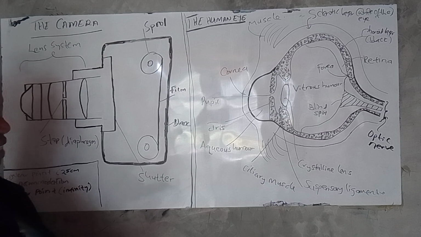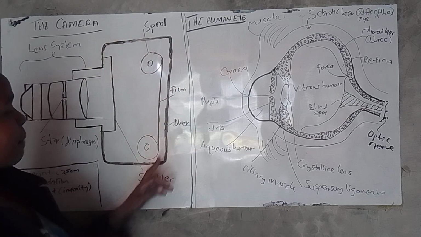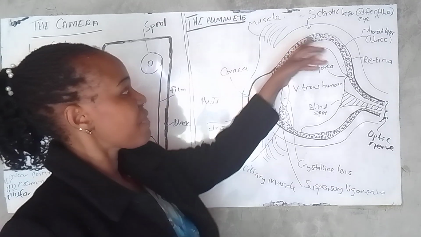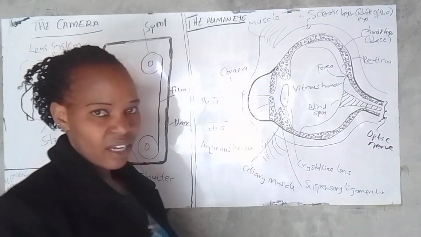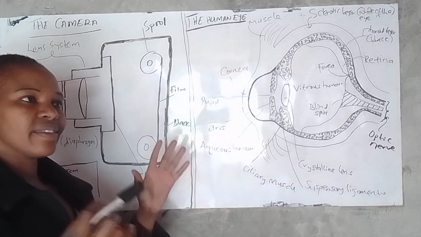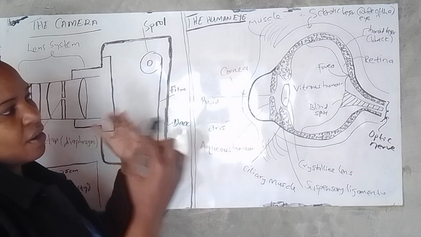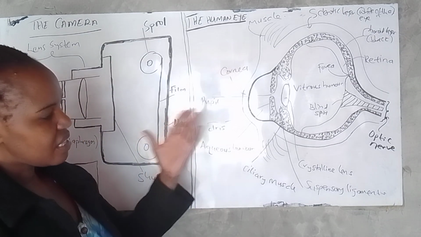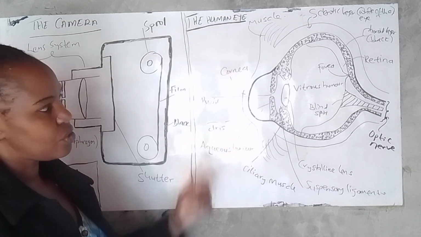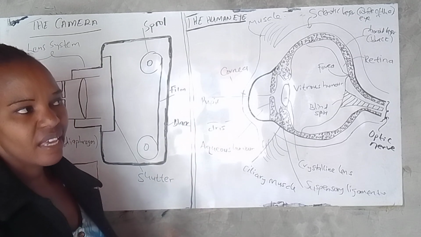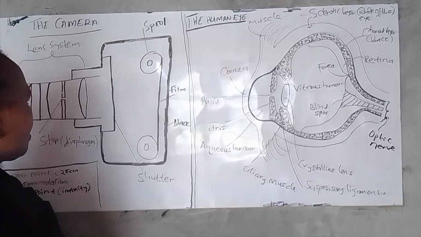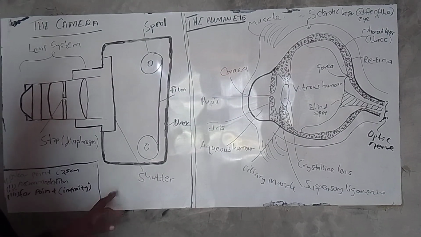They are black inside. The camera is painted black on the inside for the same reason the choroid layer is black: to absorb any excess light that has gotten into that section of the camera or the eye, to absorb the extra light that will not fall on the screen. I think those are some of the similarities.